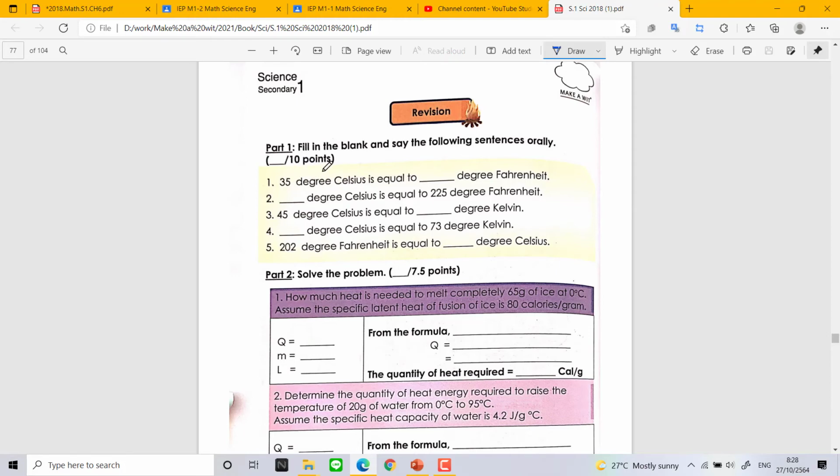35 degrees Celsius is equal to how many degrees Fahrenheit? Student, do you remember how we change from degrees Celsius to Fahrenheit? F equals 1.8 multiplied by C plus 32. So this one, 35 degrees Celsius, is going to be 1.8 multiplied by 35 plus 32.